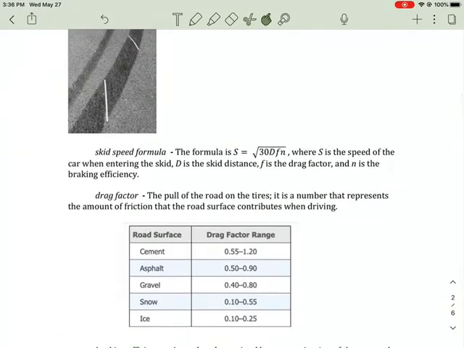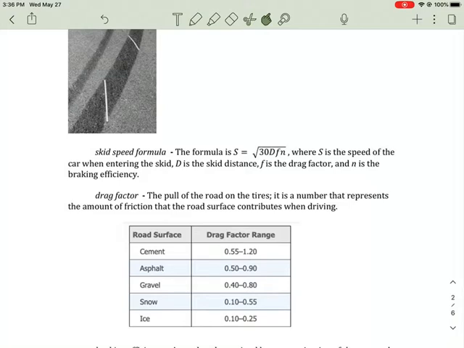Now, we have formulas that we're going to be using. The first one's called the skid speed formula. The formula is S, which is speed, equals the square root of 30dfn. S is the speed of the car when it's entering the skid, so they can tell you how fast you were going the minute you stepped on the brake. D is the skid distance, F is drag factor, and N is braking efficiency.